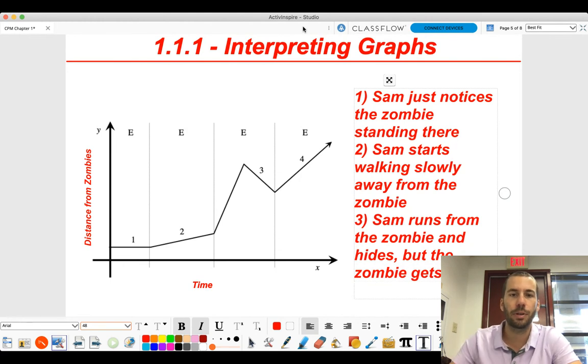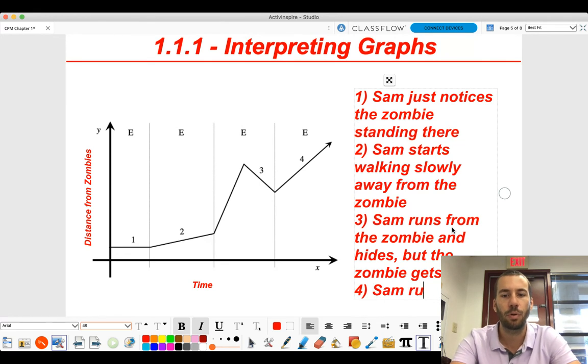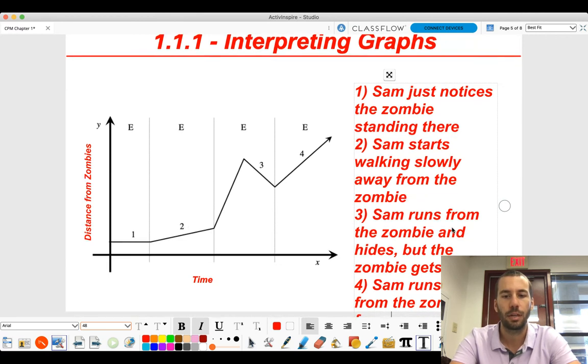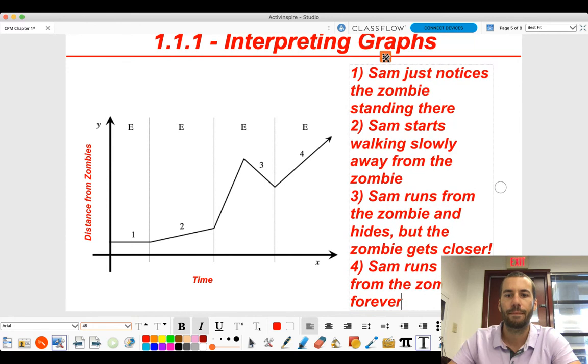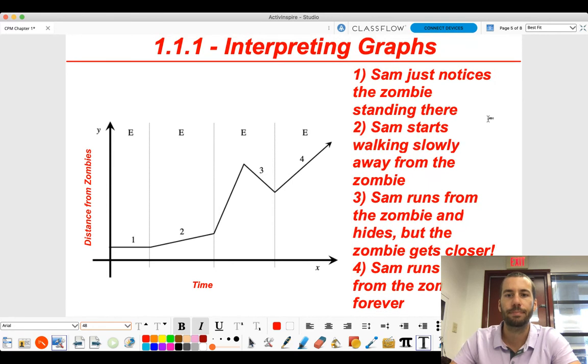And the last part, it looks like he's just kind of running and going on forever, right? This little arrow tells me that's going to go on forever. So for part 4 here, I'm going to say Sam runs away from the zombie forever. It's back on the screen as you can see it. So that would be my story to kind of represent this graph.